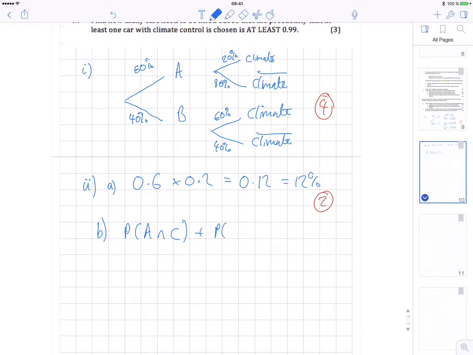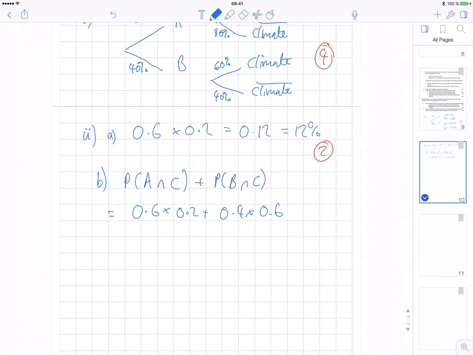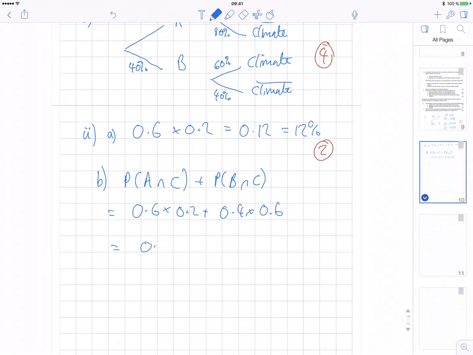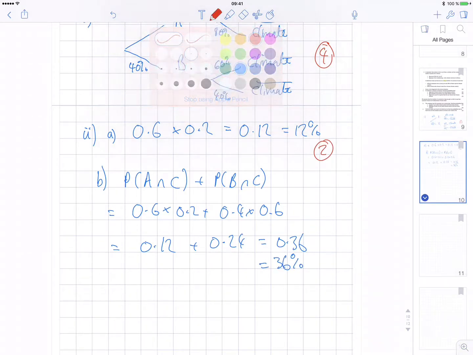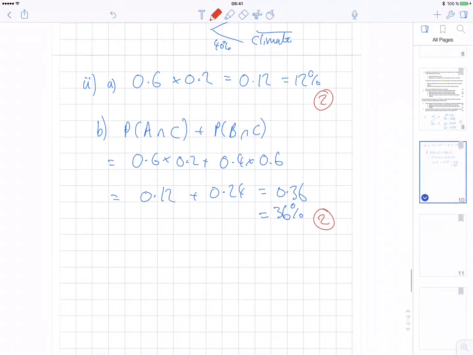plus the probability of B and climate control, which is equal to 0.6 times 0.2 plus 0.4 times 0.6, which is equal to 0.12 plus 0.24, which is equal to 0.36, which is equal to 36%. And that's equal to 2 marks again.